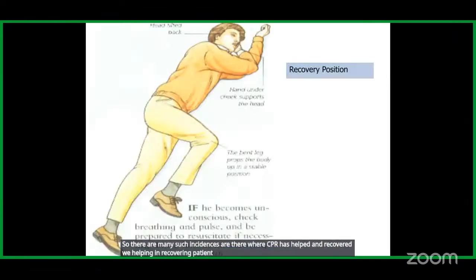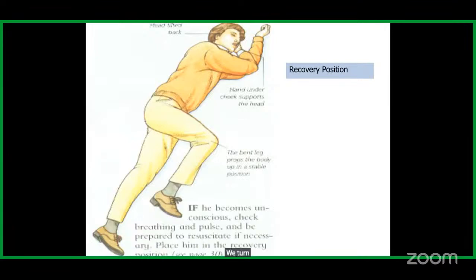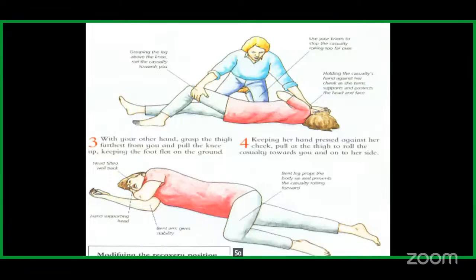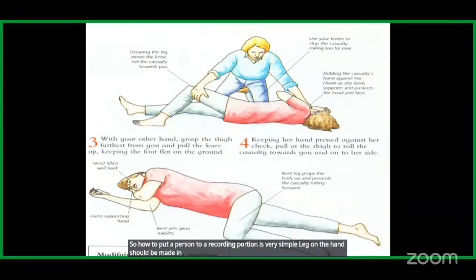So after CPR, when we wait for the ambulance to arrive, we turn the casualty to one side. This posture is called the recovery position. Recovery position means a person will be easily able to breathe because the chest muscles will be in a relaxed state. How to put a person in the recovery position is very simple. The leg and the hand should be bent in an L shape and the person turned towards your side. That's all. This is a very easy thing to do.